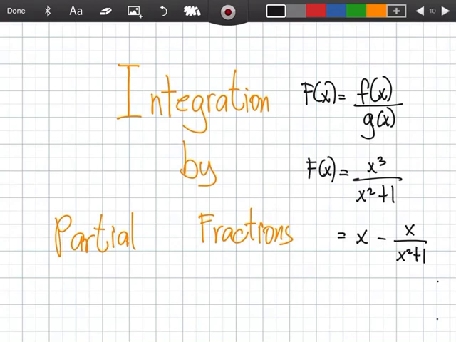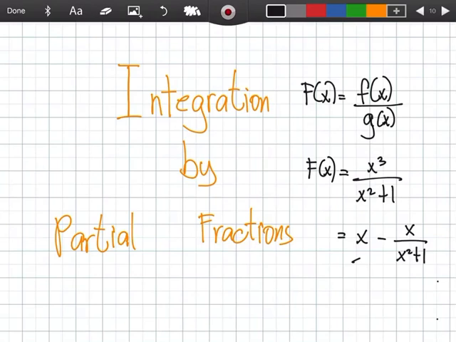So, an improper rational fraction, that is x cubed over x squared plus 1, can be expressed as a polynomial and a proper rational fraction. A proper rational fraction is one where the degree of f of x is less than the degree of g of x. Every proper rational fraction can be expressed as a sum of simpler fractions.